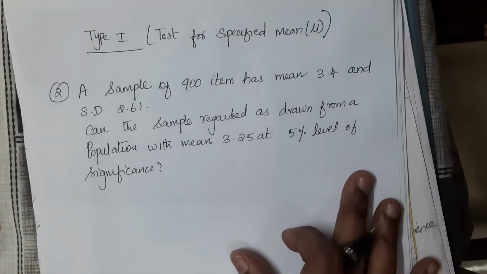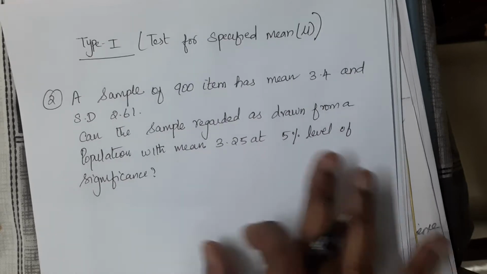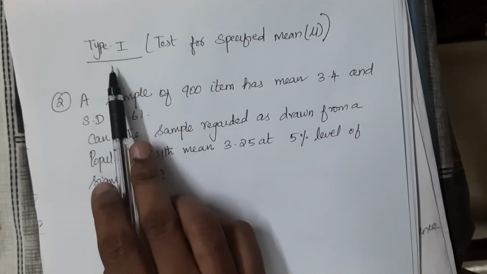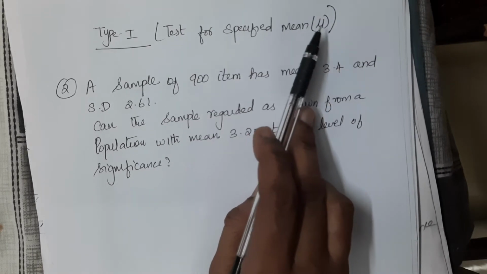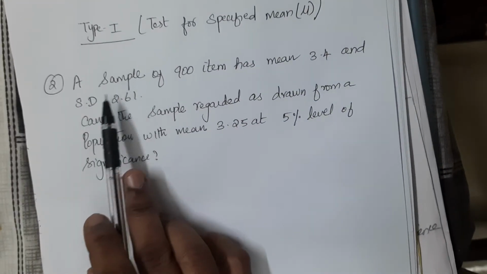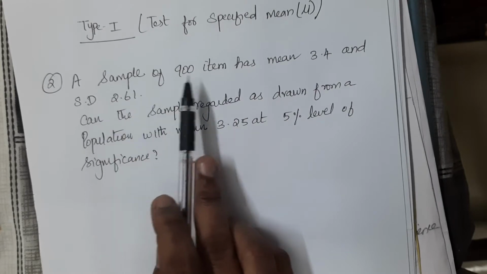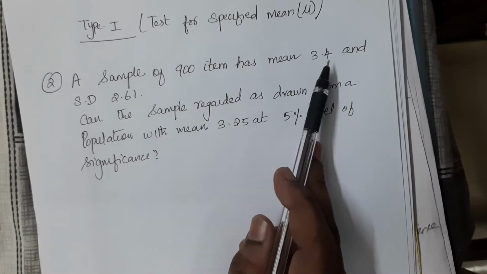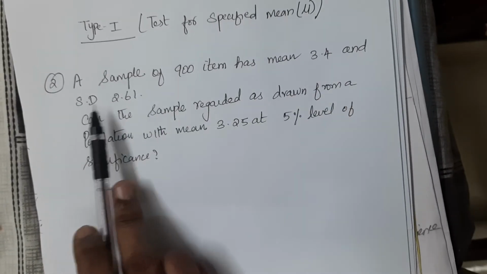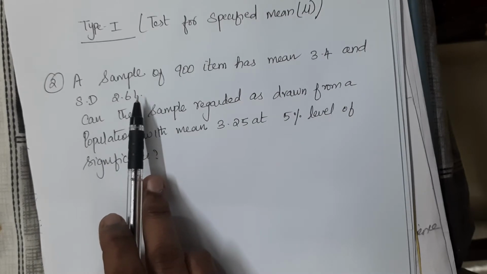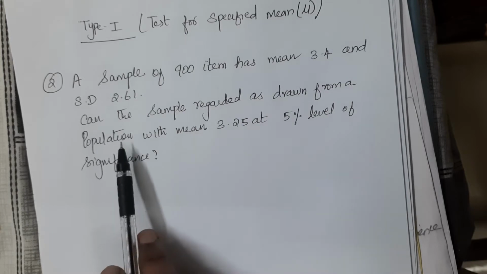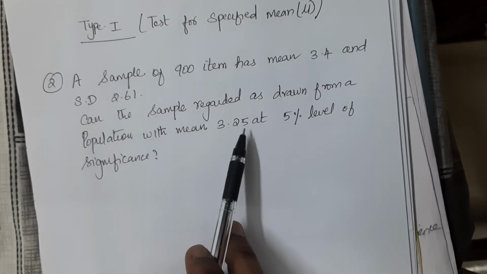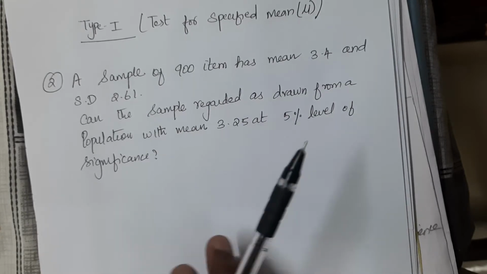So let us see the problem. Under type 1, test for specified mean mu. The second problem: a sample of 900 items has mean 3.4 and SD 2.61. Can this sample be regarded as drawn from a population with mean 3.25 at 5% level of significance?